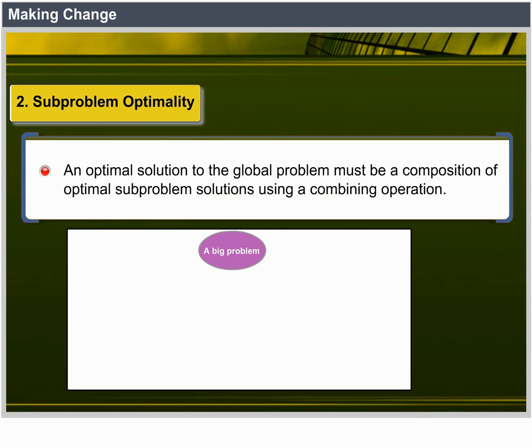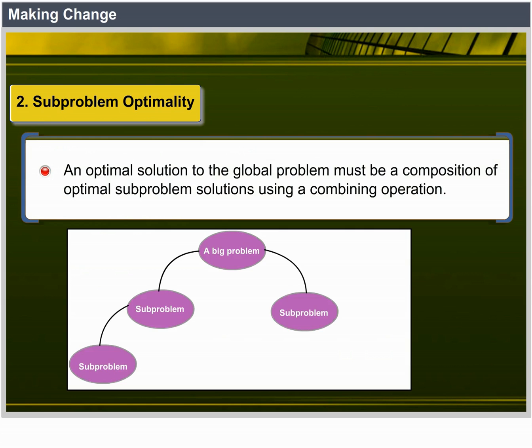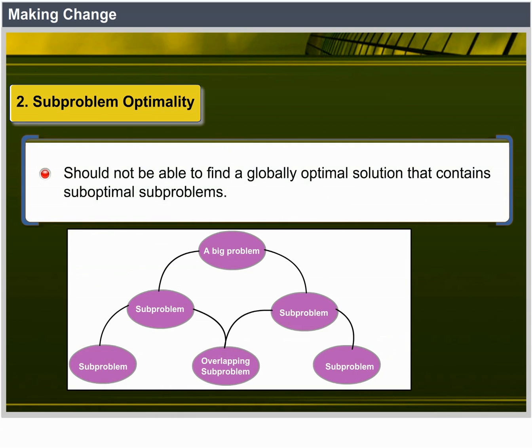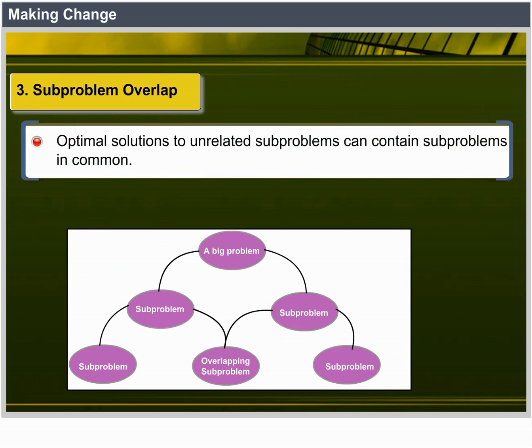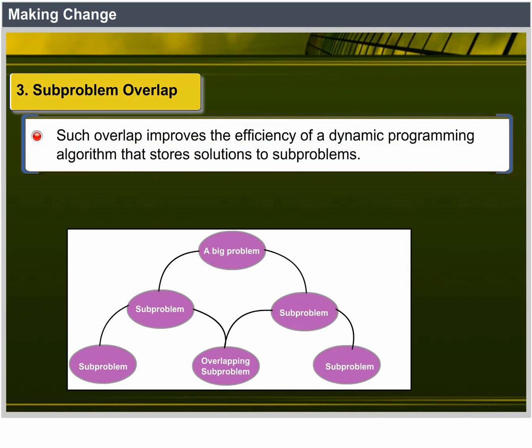2. Subproblem optimality. An optimal solution to the global problem must be a composition of optimal subproblem solutions using a combining operation. We should not be able to find a globally optimal solution that contains suboptimal subproblems. Then 3. Subproblem overlap. Optimal solutions to unrelated subproblems can contain subproblems in common. Such overlap improves the efficiency of a dynamic programming algorithm that stores solutions to subproblems.